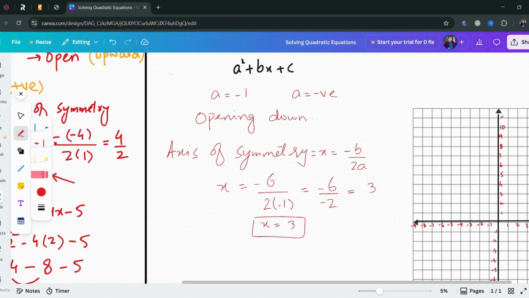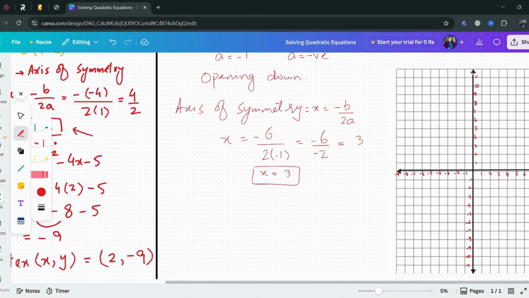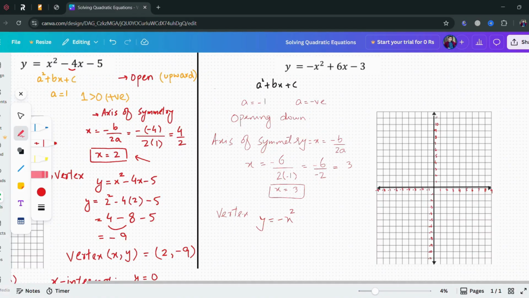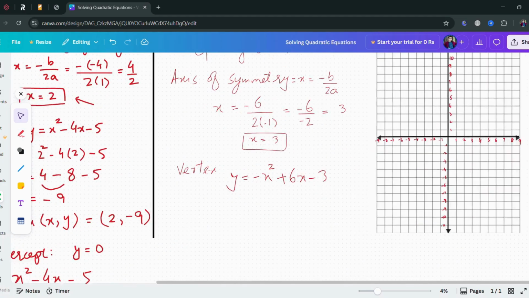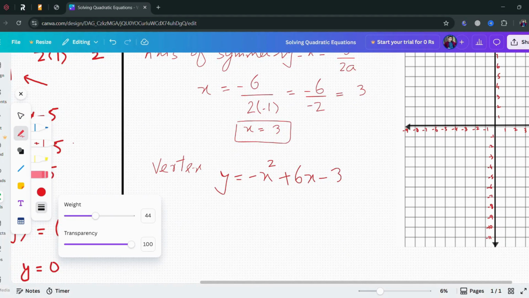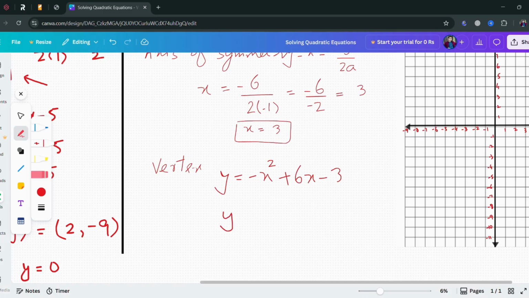So after that, the second thing that I need to find out is the vertex, okay? For the vertex, I will do the exact same process that I did in the previous question. y equals minus x squared plus 6x minus 3. All right. So in order to find the vertex, I will put x equals 3 in all x values, okay?